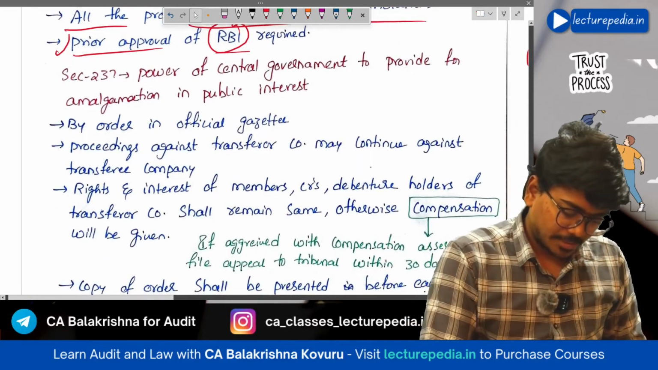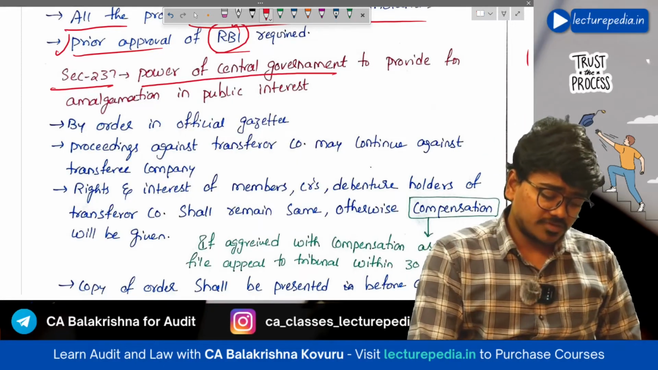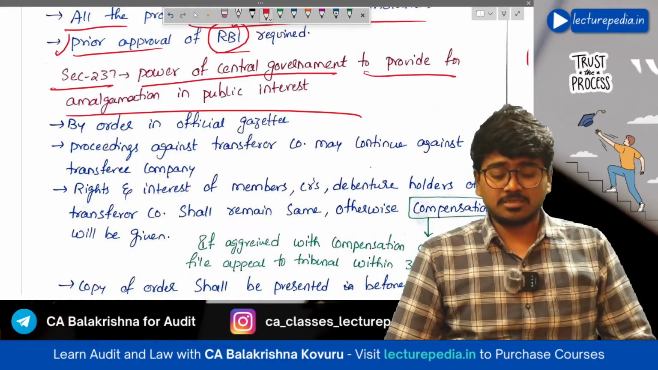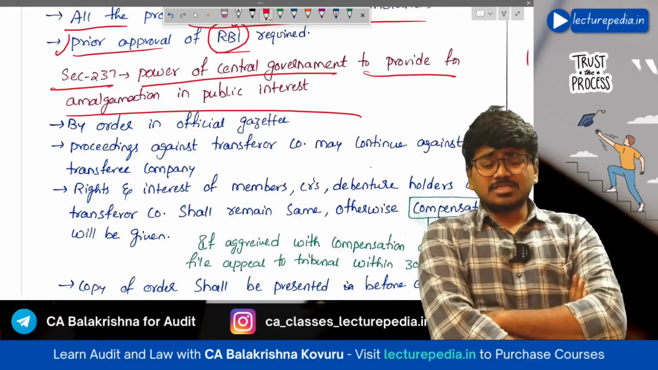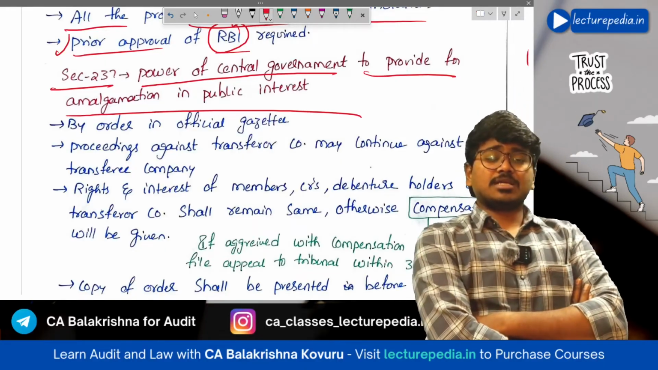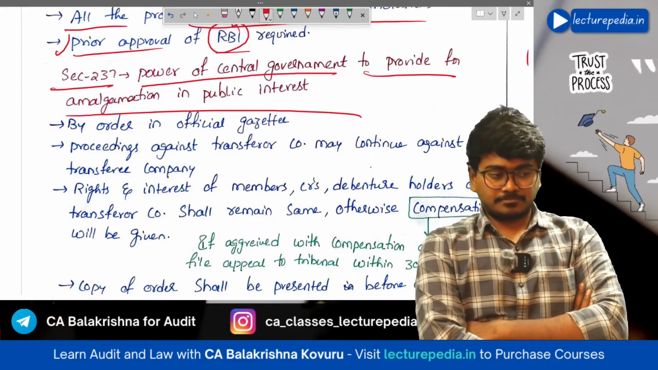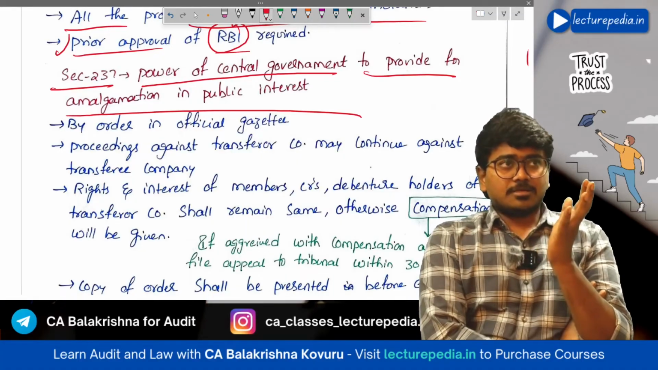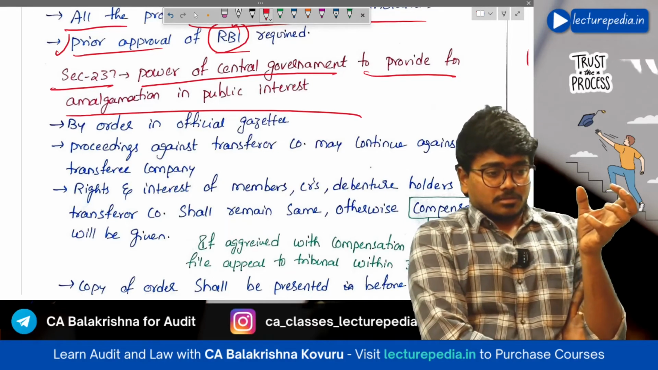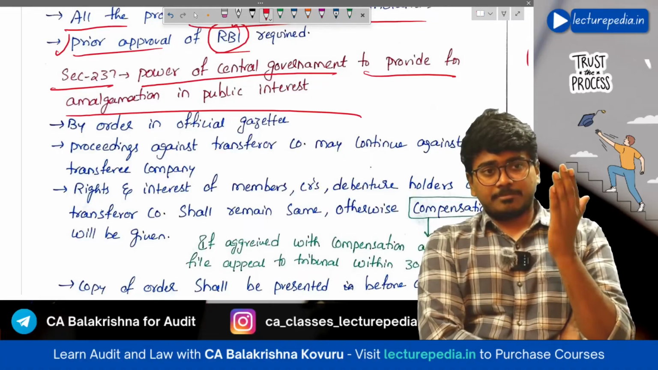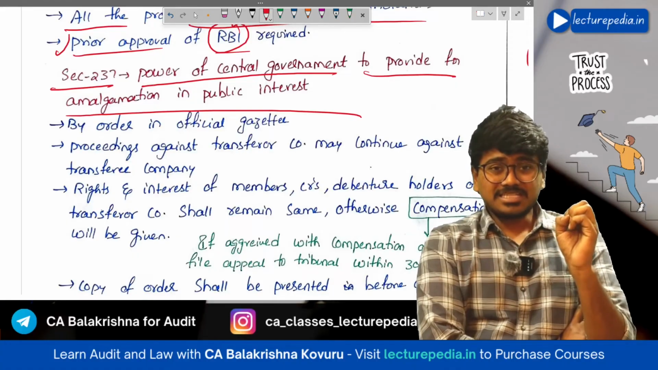Next, section number 237, power of central government to provide for amalgamation in public interest. Now, in some situations, in the public interest, the central government can order for amalgamation of companies. Let's say, for example, Satyam. Let's say the Satyam scam has come out, and because of that scam, if the Satyam company has been liquidated, then there will be a lot of impact on the economy.